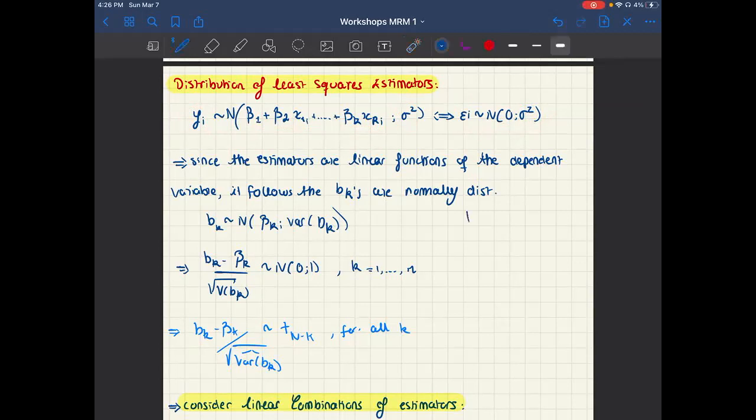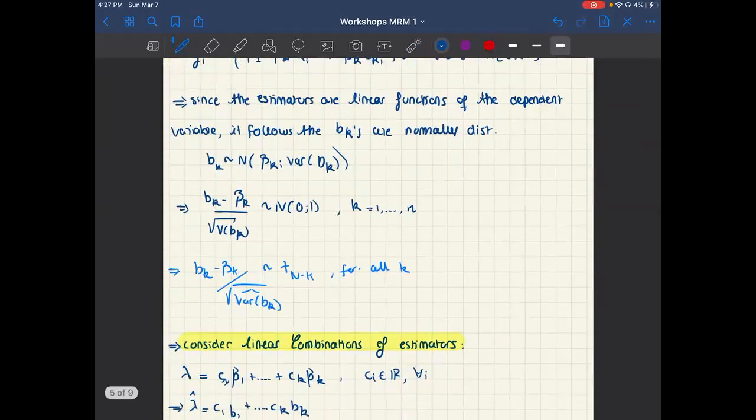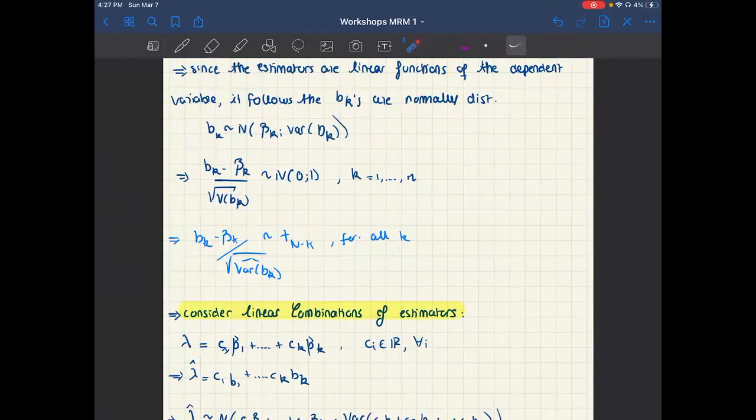So we have essentially b1, which is a function of yi. Well, actually, bk is a function of yi for all k. And since it's a linear function of the dependent variable, which is normally distributed, then the bk's also follow a normal distribution with mean beta k and variance of bk. That will depend on a multitude of factors. So again, we can standardize that. If we just subtract the mean and divide by the standard error, then we get a new random variable which follows an N(0,1) distribution, the standard normal distribution.